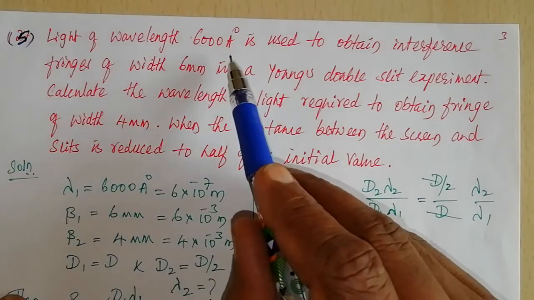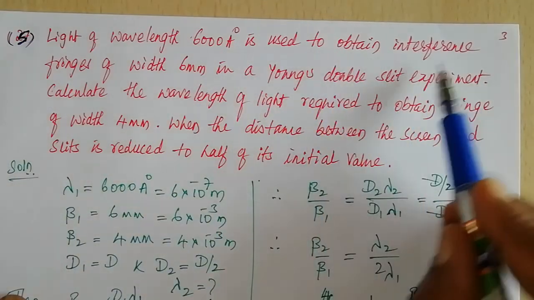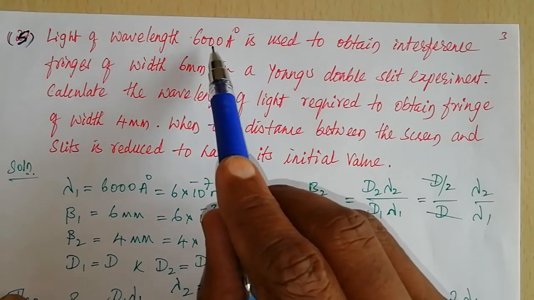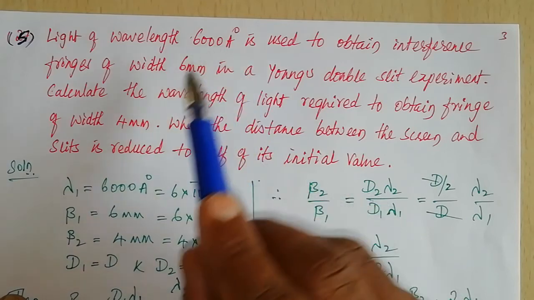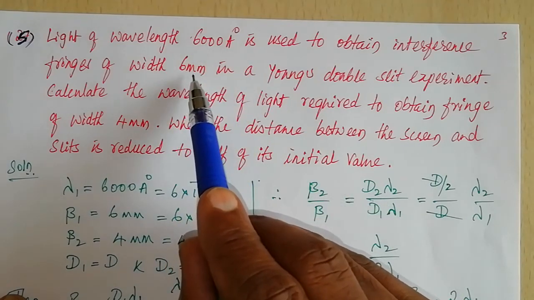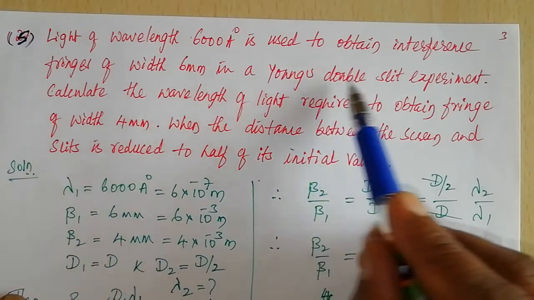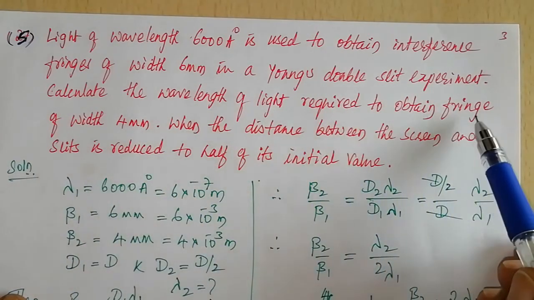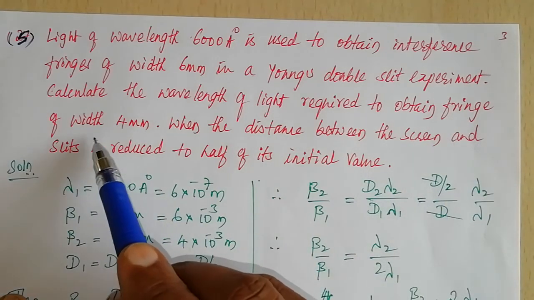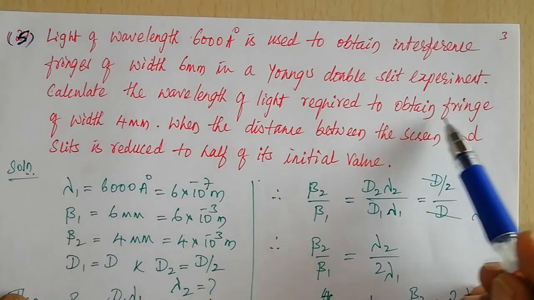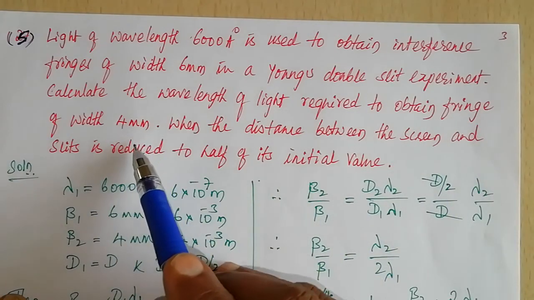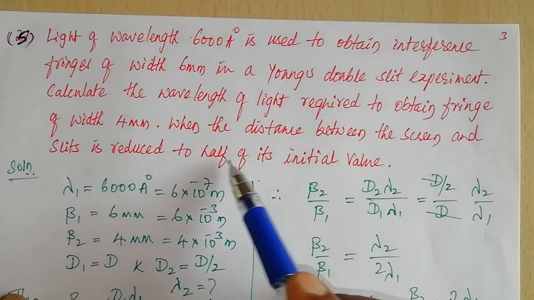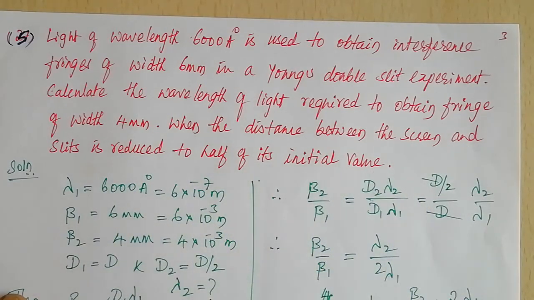Light of wavelength 6000 angstrom unit is used to obtain interference fringes of width 6 millimeter. Lambda is given as 6000 angstrom and beta is 6 millimeter in a Young's double slit experiment. Calculate the wavelength of light required to obtain fringes of width 4 millimeter when the distance between the screen and the slits is reduced to half its initial value.